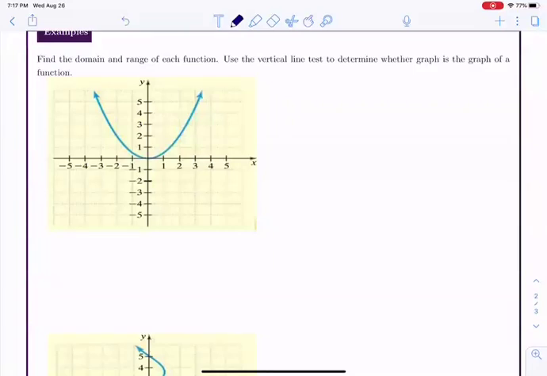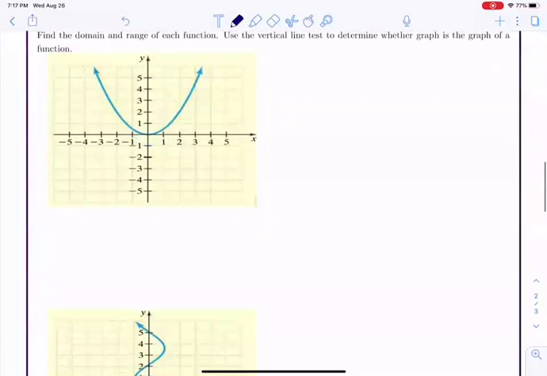So here I have a graph. And how did I get this graph? Well, there was a function that produced this graph. So I know what the function is in this particular problem. This is the function y is equal to x squared. But you don't have to know that at this moment. We want to find the domain and range of these functions, and we want to see if the relation is in fact a function or not.